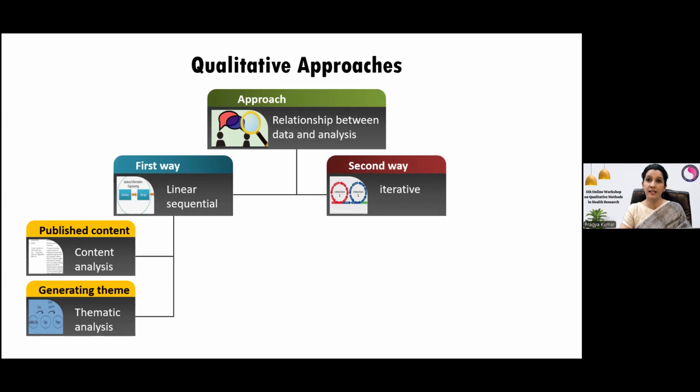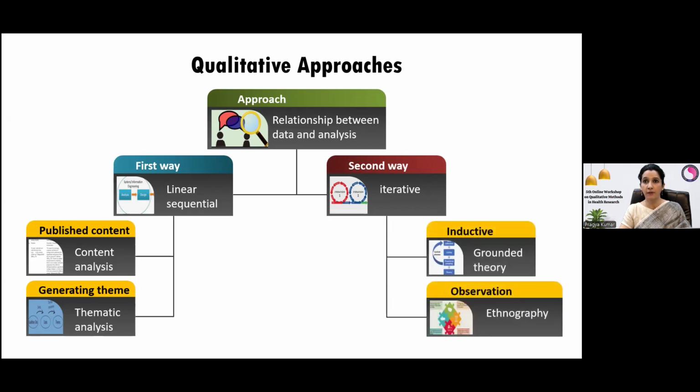The second is the iterative. It is the classical one: grounded theory and phenomenology, if inductive in nature. We will see in grounded theory what inductive means. You don't know anything from the beginning, and you derive the theory or the theme from the data. That is known as inductive. And if you are only observing and writing, it is known as ethnography.